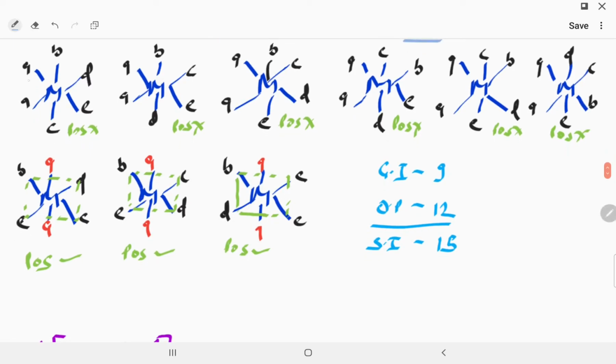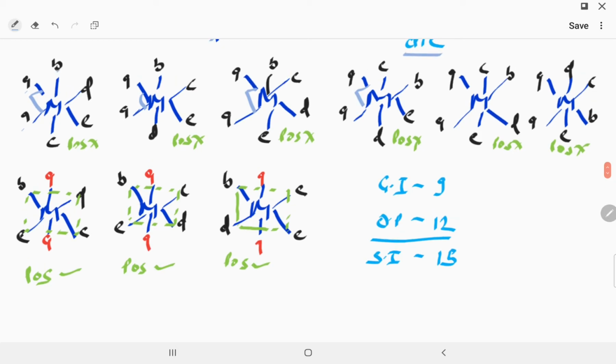Now in this, when we take A as cis, this A is cis, A is cis, A is cis, A is cis. Okay, so now you are very clear with this. BC trans, you are able to see that one by one. BC trans, BD trans, BE trans, CD trans, CE trans, DE trans.